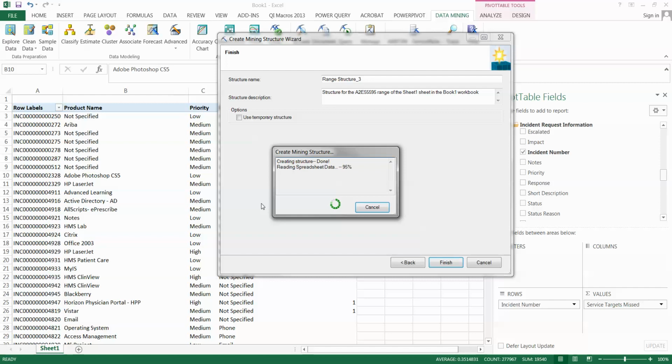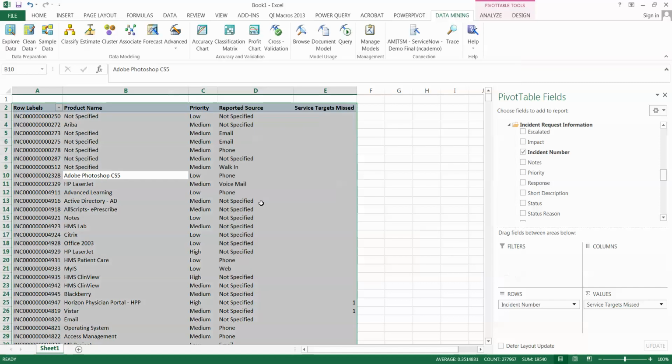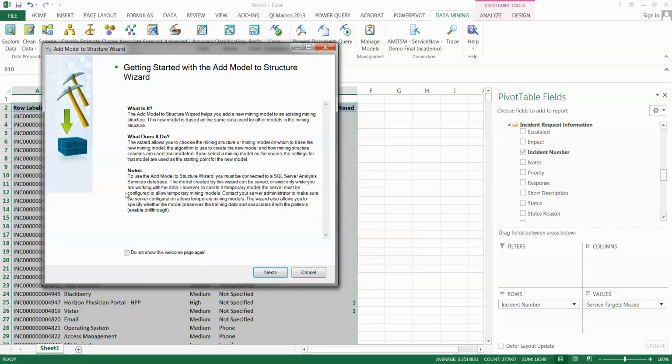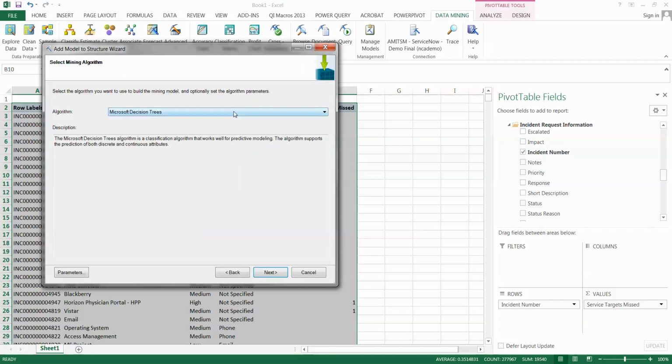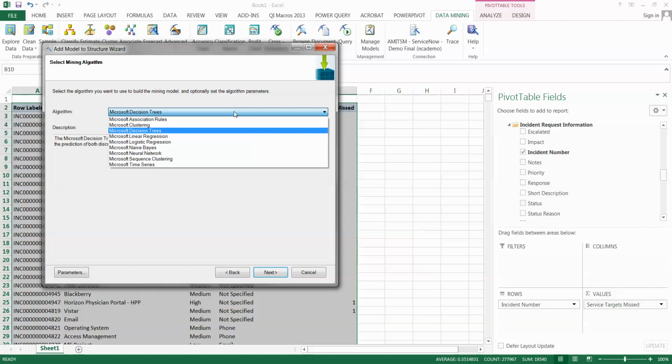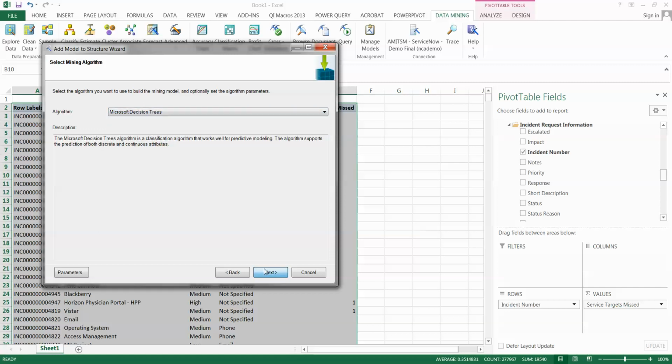Okay, so this query that we're running is over the WAN, so the performance in your environment will probably be a little bit faster, but we've just loaded a few 100,000 rows into the structure. Okay, the next step is to add the model on top of the structure, and as we mentioned, we're going to be using the decision trees. So the key thing to choose here is one of these out-of-the-box algorithms. And again, we'll use the decision tree.